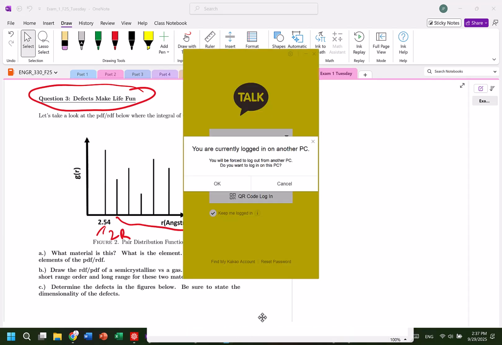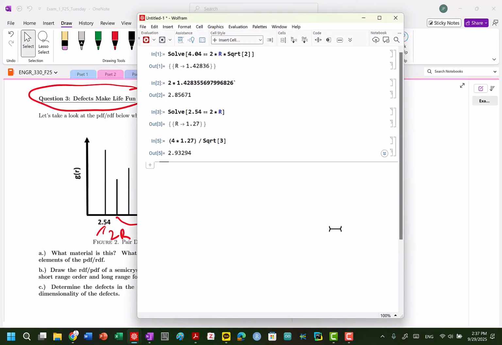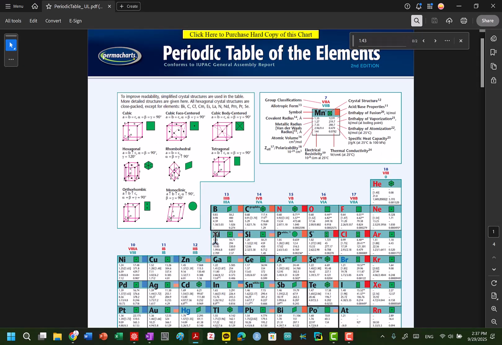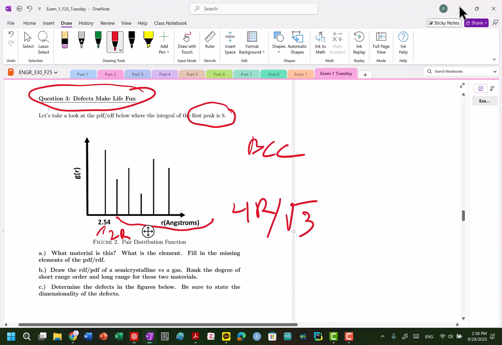So let's go ahead and find that in our periodic table. Where's our 1.27? Control F, 1.27. It needs to be BCC, so that means we need this cross. So let's go ahead and look for it. Nope. It's not going to be sulfur. What do we know? Mn? Manganese? That is BCC. So that's our material. Manganese. Fantastic.